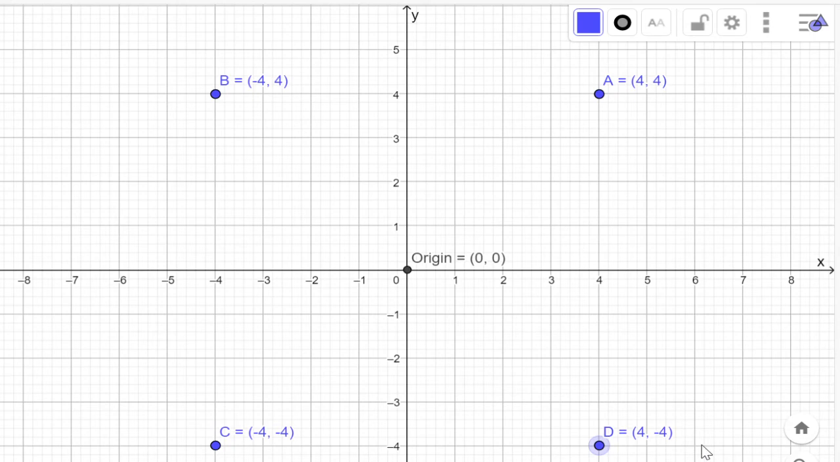Okay. So to generalize, all coordinates, meaning the value of x and the value of y in the first quadrant, are all positive.